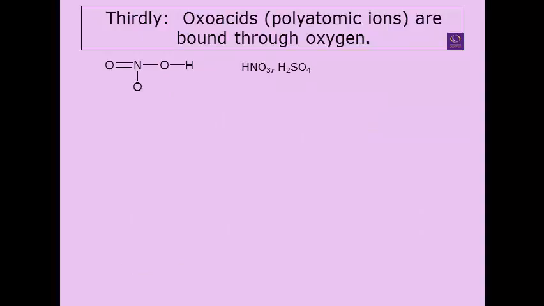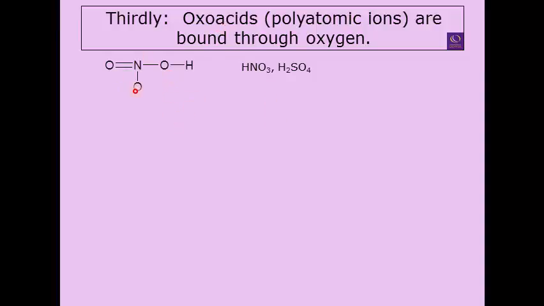Okay, a third thing you need to understand, in General Chemistry 1 you talked about oxyacids, so a strong acid like nitric acid or sulfuric acid, and we never really spent a lot of time explaining where those protons are attached to the acid. So I want you to understand that oxyacids are connected through the oxygen.